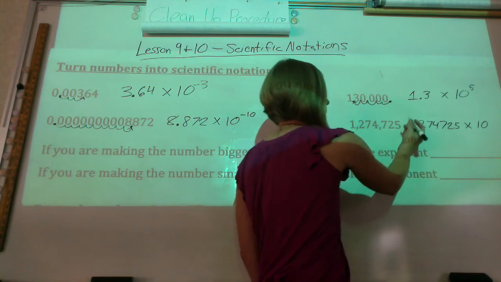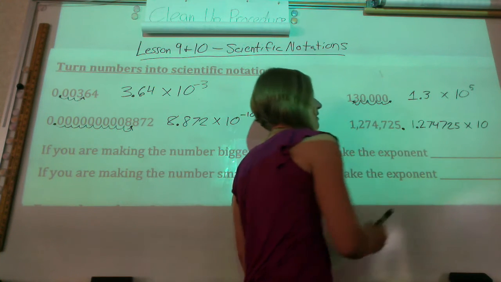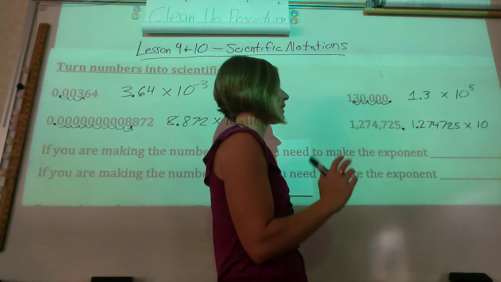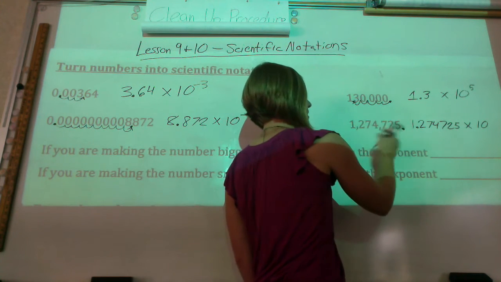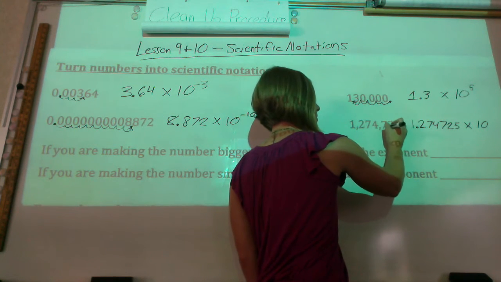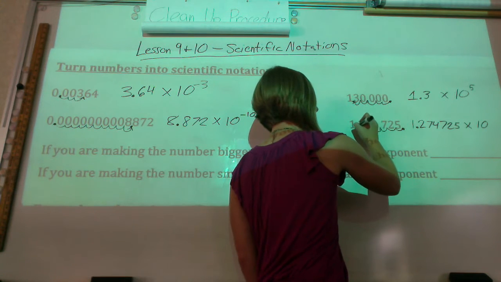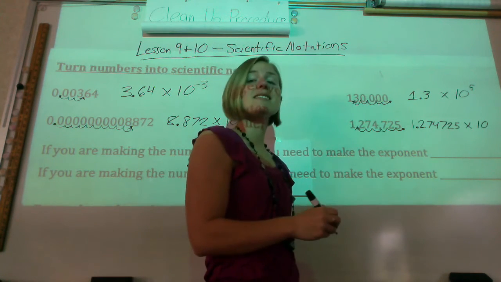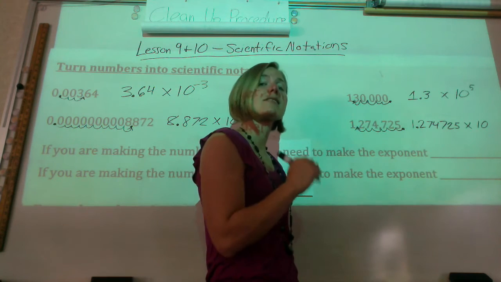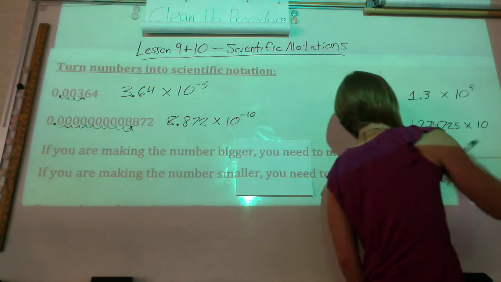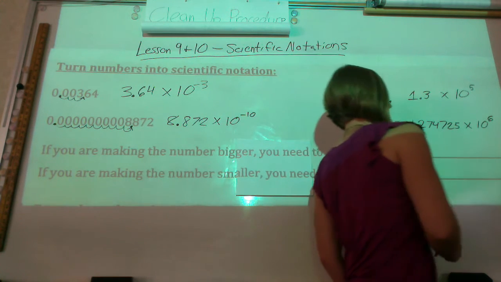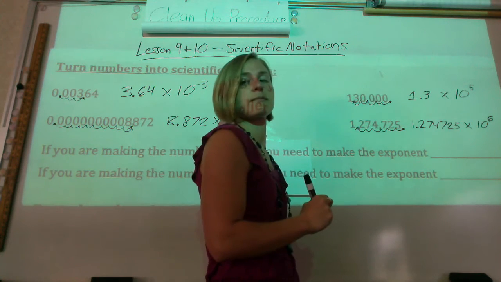This is a whole number, which means there's a decimal right at the end that we don't actually see, but we can write it in for now. And we need to move it to here. So let's see how many times we move it. 1, 2, 3, 4, 5, 6 places. We're making this number 6 places smaller. So I need to make this 6 bigger. So it's going to be a positive 6.